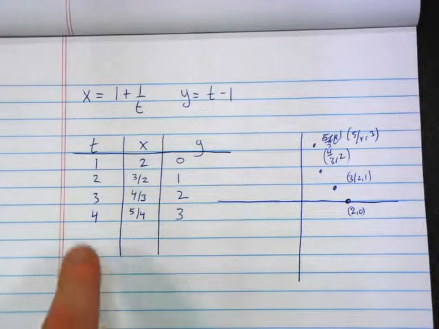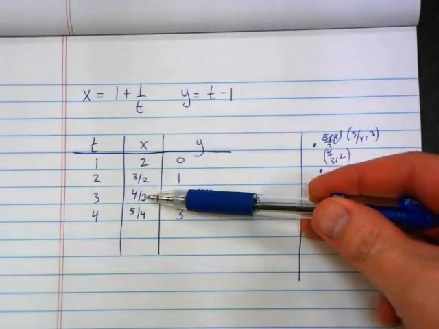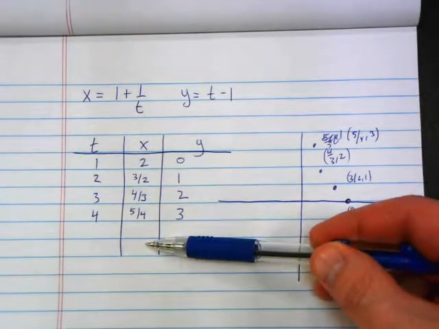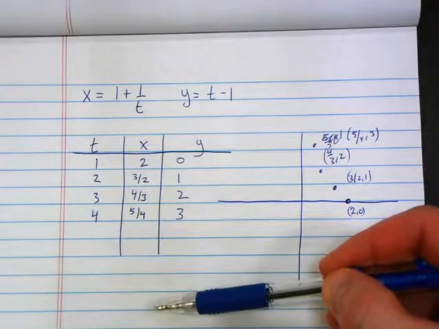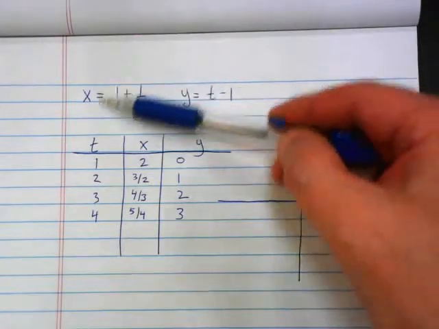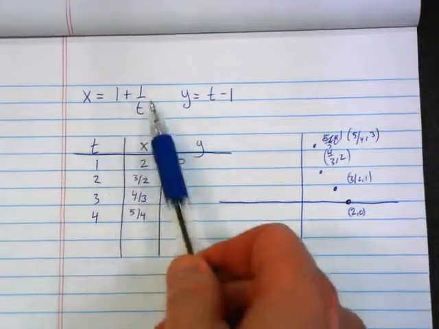If I keep plugging in bigger and bigger numbers for t, look at what I have here. 3 halves, 4 thirds, 5 fourths. The next one's going to be 6 fifths, 7 sixths. They're getting closer and closer to x equals 1. But am I ever going to have exactly x equals 1? No, because I'd have to have 1 plus 0. I can't get 1 plus 0.